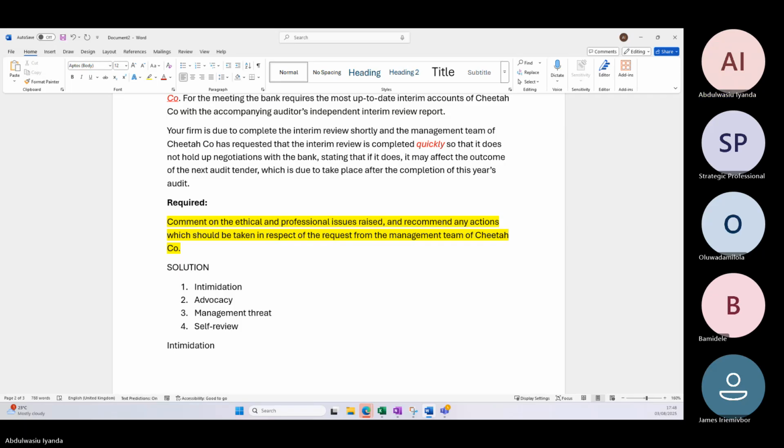Intimidation. So we have identified it. Then the next thing you do is explain it. And this is audit. There's no need for it to be a long paragraph, but it has to be concise and to the point. So intimidation is alright.